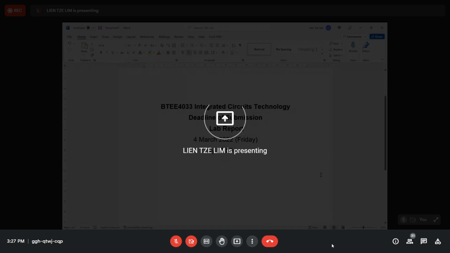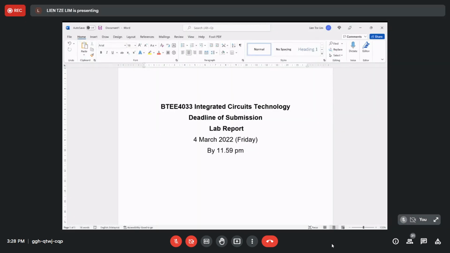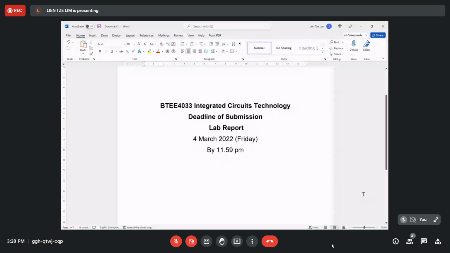The date of the submission of your report is Friday next week, the 4th of March. By Friday means that you can submit during the night, but before 12 a.m. So make sure you take note.